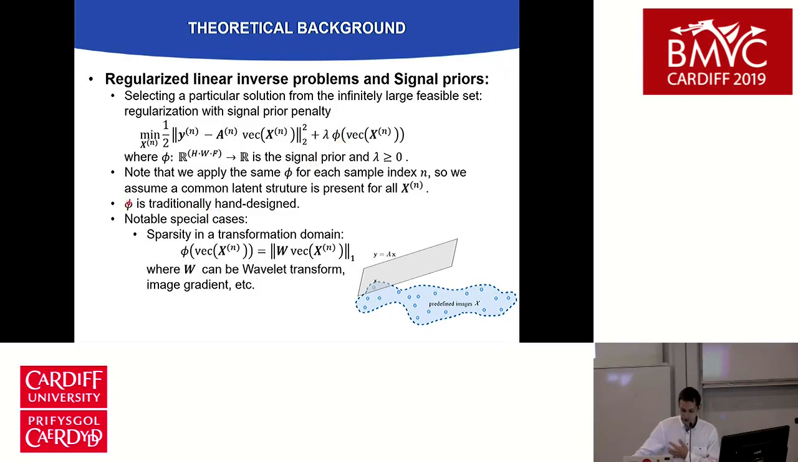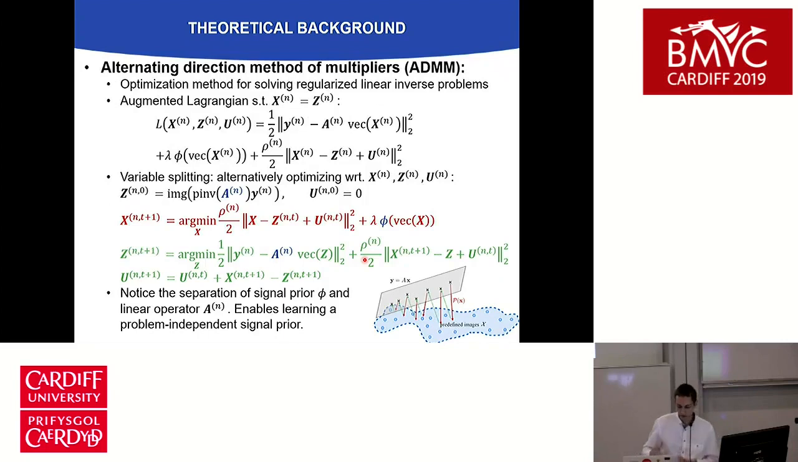Traditionally, this function phi was hand-designed, so it was analytically derived. One notable special case is wavelet sparsity, which has this definition. Once we know that we need to find the intersection of the two sets, the question arises, how do we actually find that intersection point? The trivial solution would be to start from a random point in the hyperplane and project it to the set, then project back to the hyperplane and back to the set, and so on. So we can employ an alternating projection method. This is called ADMM. I'm sure many of you know that.